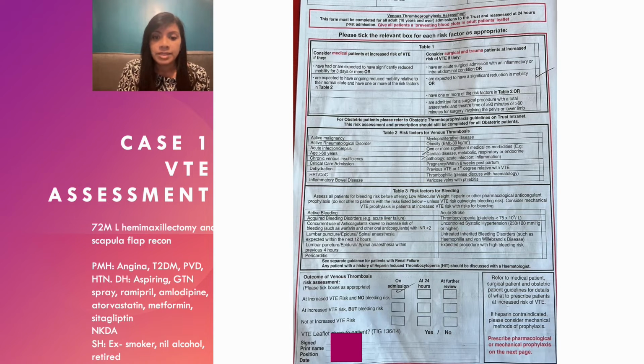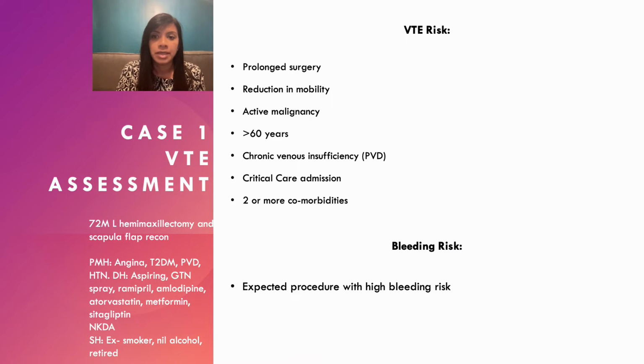So having a little look at this, let's have a bit of a think about what our patient's risk is for having a venous thromboembolism. Looking at Kashif, we can see he's got quite a few risks. He's going to have prolonged surgery. He'll definitely have a reduction in mobility afterwards. He has an active malignancy. He's over 60. He does have a chronic venous insufficiency because he's got the peripheral vascular disease. He's going to go to critical care after his surgery, and he has 2 or more comorbidities.